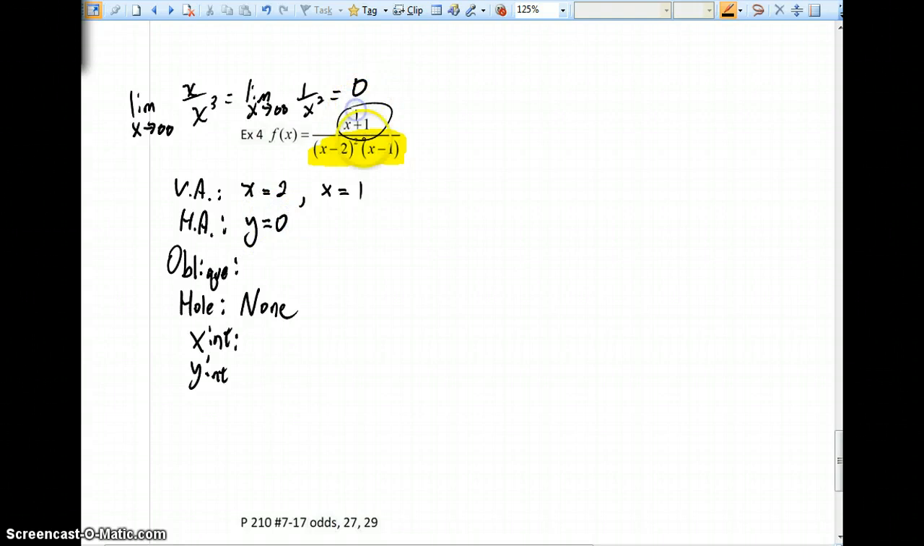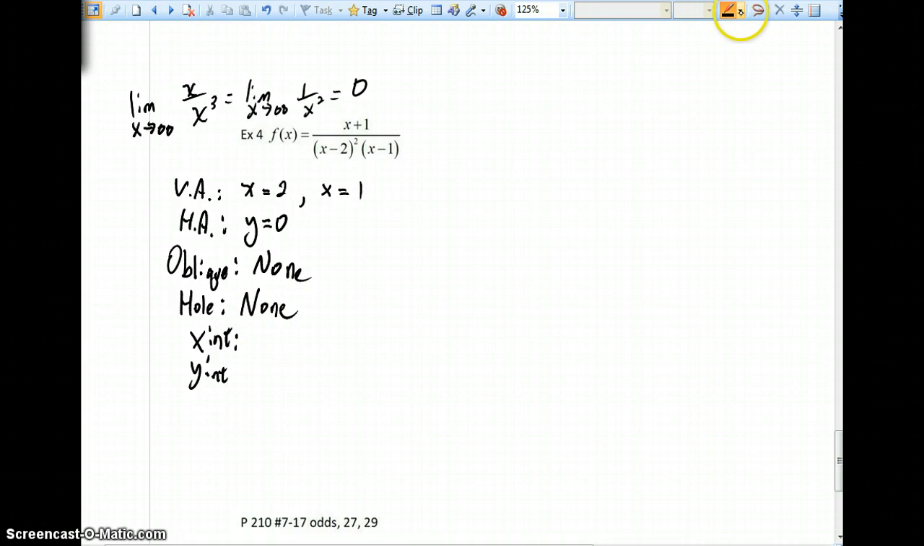Remember, if your degree is smaller on top than the degree down below, or even if it's equal to it, you will have a horizontal asymptote. You may find it via the limit. That means you do not have an oblique asymptote.